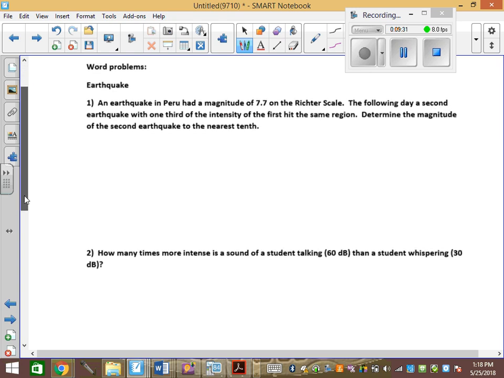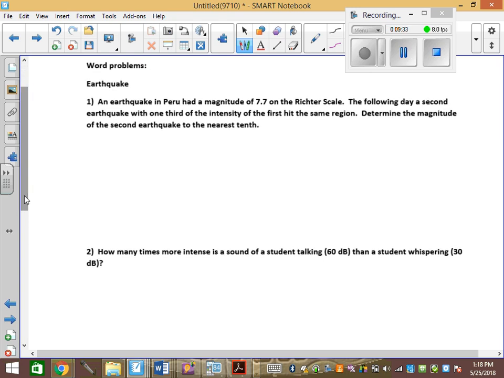Okay, then we have 2 word problems in logs. The earthquake word problem follows the formula intensity equals 10 to the m1 minus m2. Remember, there's a catch. If the intensity is large, so greater than 1, for example, I would equal 2, so 2 times as intense, 100 times as intense, 50 times as intense, so if I is big, M1 is the big earthquake.